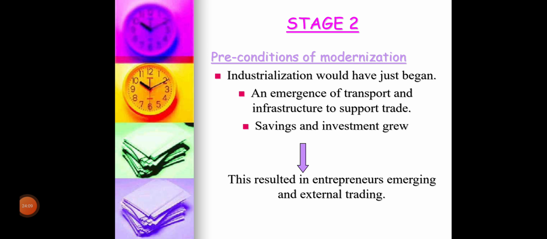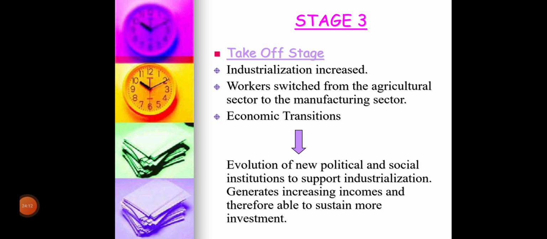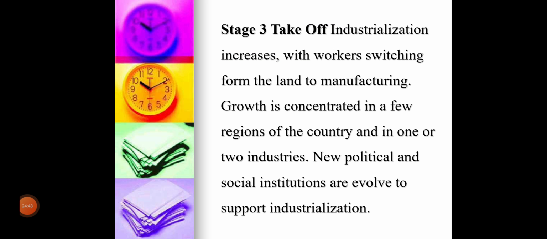But in stage 3, it is still not at the peak where everything is very easy. It is just on the middle stage. Then the economic transition, so the political and social institutions to support industrialization have started. That's it.